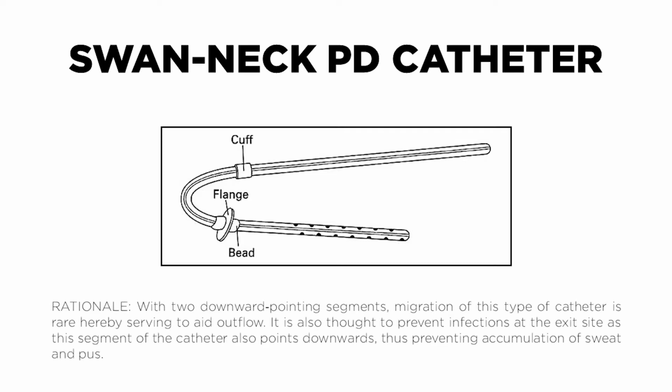With the two downward pointing segments, migration of this type of catheter is rare, and that serves to aid outflow during dialysis. It is also thought to prevent infections at the exit site, as this segment of the catheter also points downwards, thus preventing accumulation of pus and sweat.